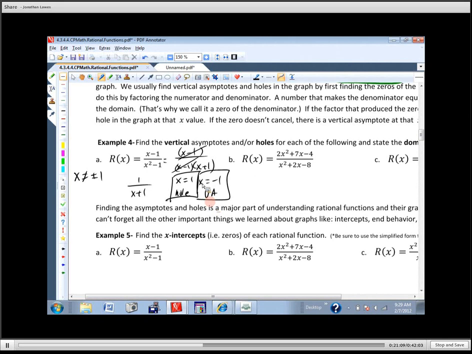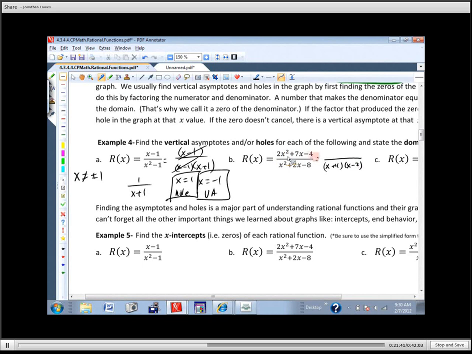Okay, you'll notice I'm using the same rational functions over and over again, because by the time we're done, we're going to know a ton about these three. Okay, so let's take a look at this guy right here. We'd want to factor this. Does the denominator factor? We need two numbers that multiply to be negative 8 combined to be positive 2. x plus 4 and x minus 2.